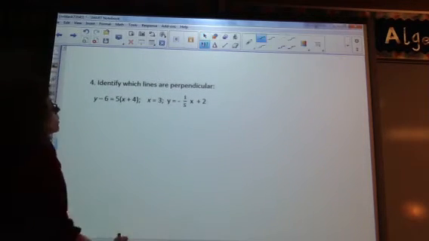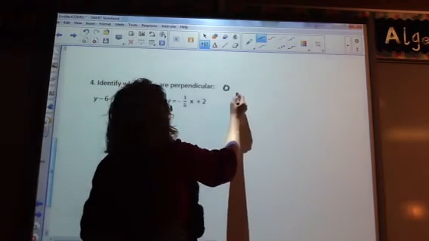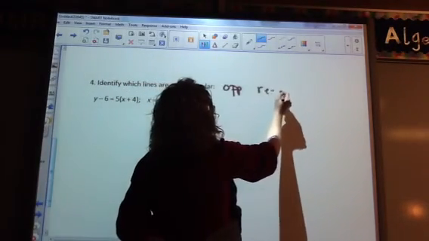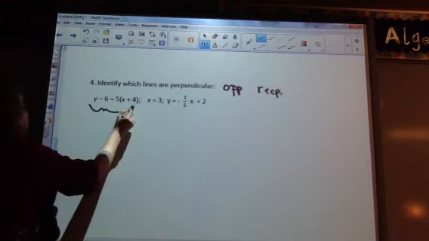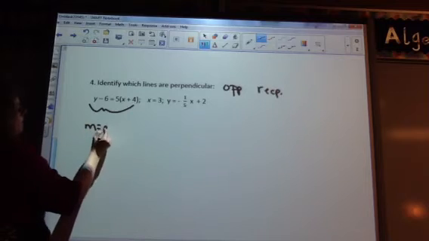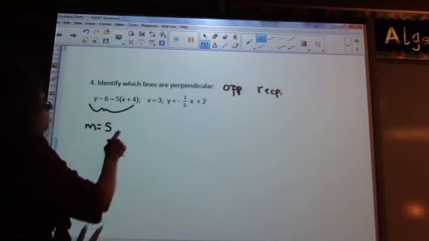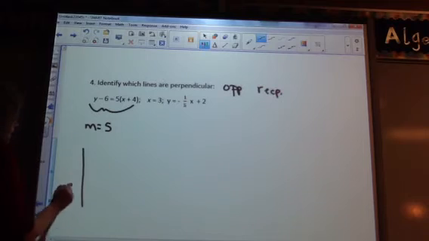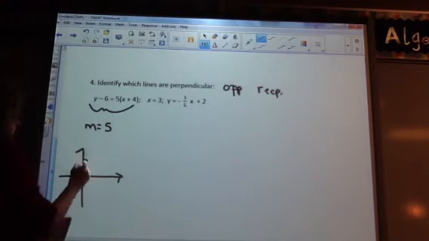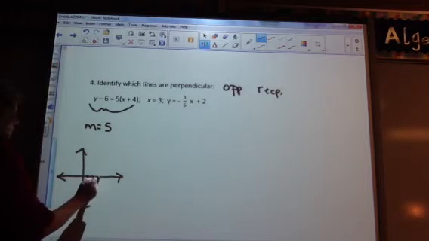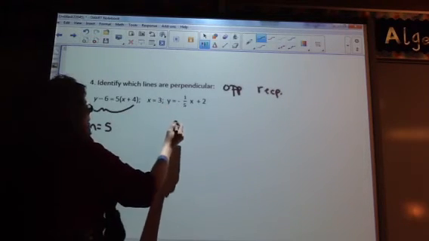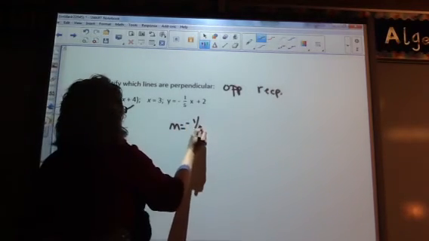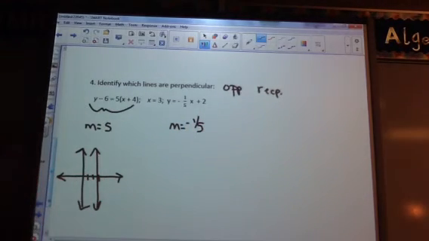Okay, let's identify which ones are perpendicular. Remember, you're looking for opposite and reciprocal. Okay, my slope here is 5. X equals 3 again. Right here is 3. And right here, my slope is negative 1/5. Okay, so which ones are perpendicular?